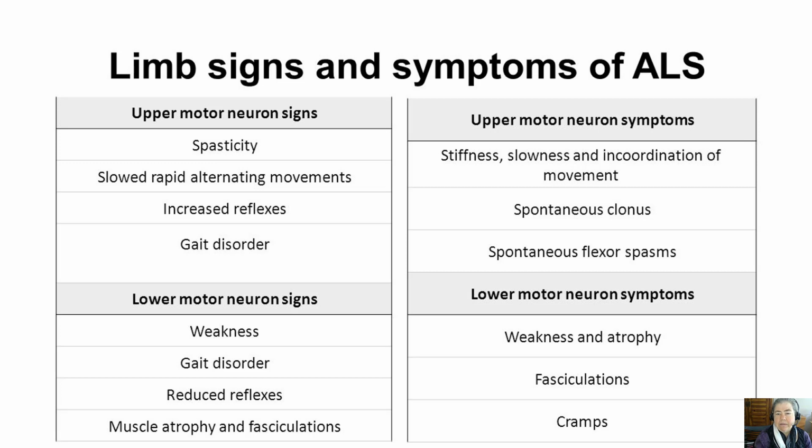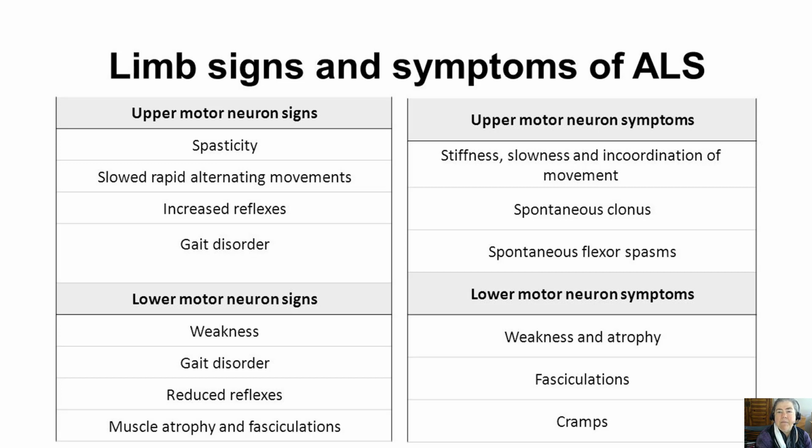Upper motor neuron symptoms, things that people complain about, are stiffness and slowness and lack of coordination, spontaneous clonus, so this sort of rhythmic jerking when a muscle is stimulated, spasms of the flexor muscles causing contractions.